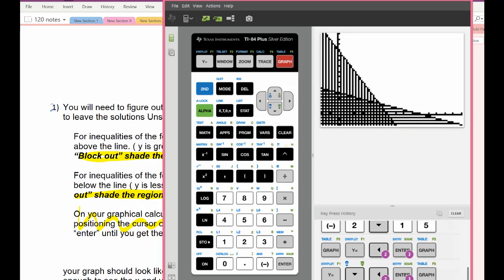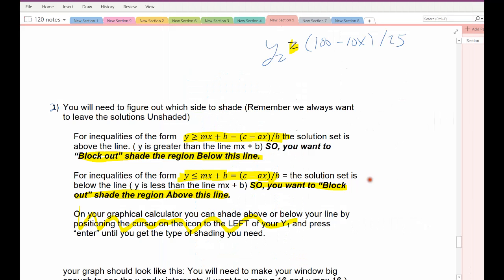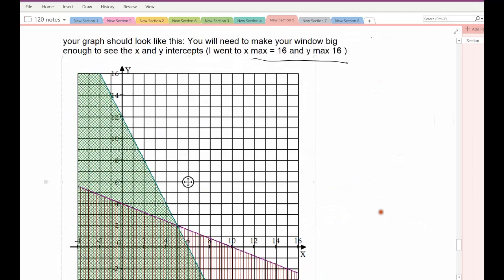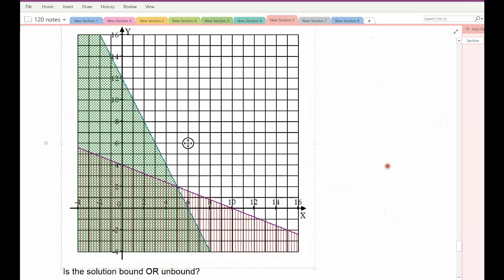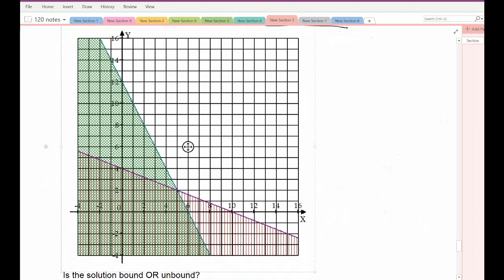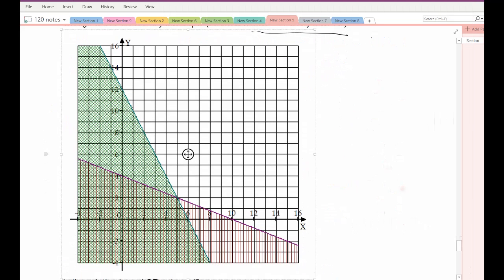Shaded below because I want the greater than, so I want to keep the above, and I want to get rid of the below. So remember, the shading in is the part I want to block out, the part I don't want, which I showed you here. If I get back to there. All right, so that's when I did it using the online graphing calculator. Same principle though. The green part was my first line. The red part, if I remember, was the second line.